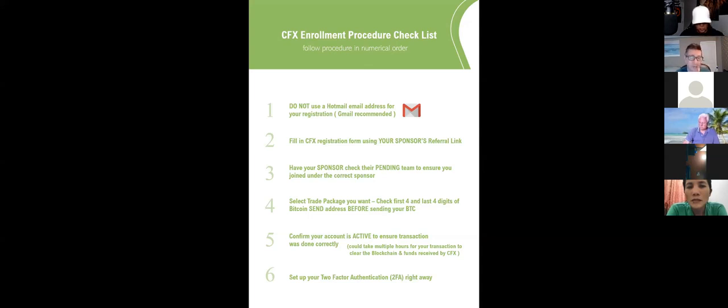LivePay needs to forward that to CFX, and that doesn't always happen immediately. Sometimes that takes a little time, so before CFX receives this, there also could be a delay there. So don't fret if this doesn't happen instantly; there are a few steps taking place. Make sure you set up your 2-factor authentication right away.